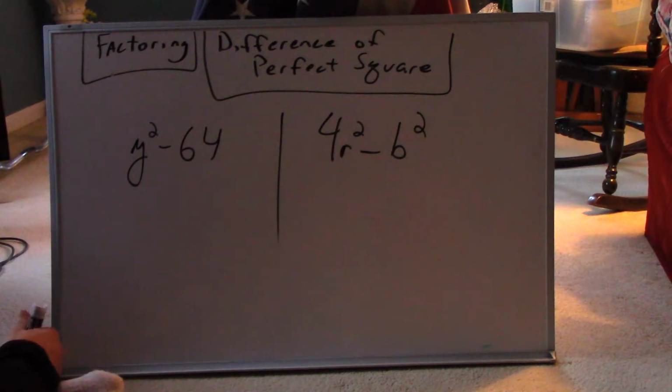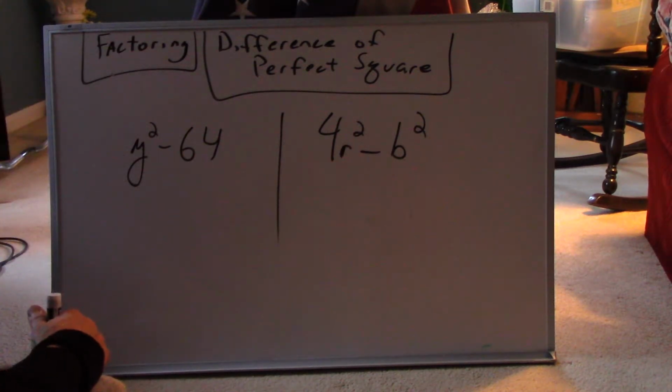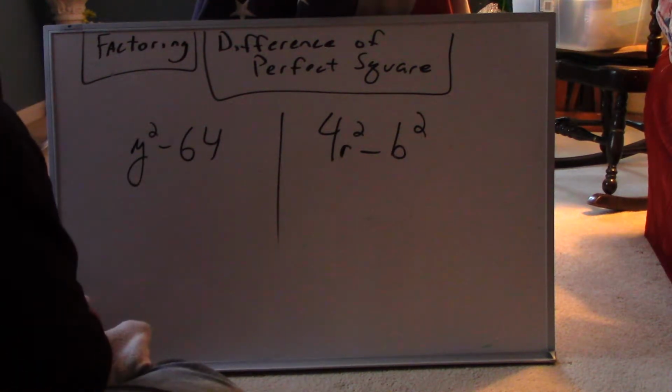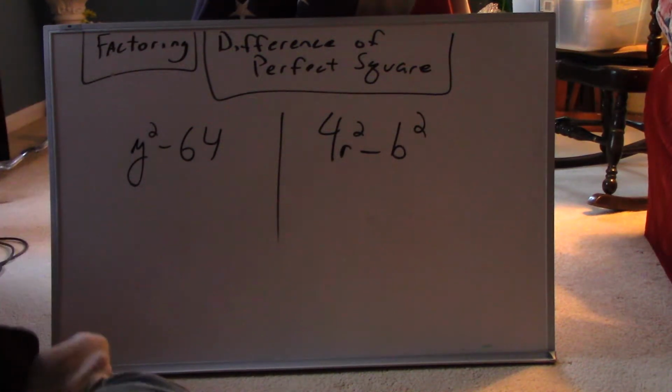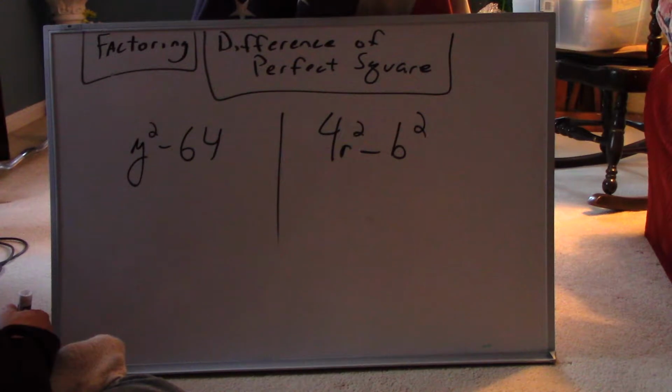Okay, back to basics learning here. Let's do now factoring difference of a perfect square. Now this is really easy. This is, I think, the easiest of the factoring. The answer is always the same in the sense that you'll make two binomials, and one will be positive and one will be negative.